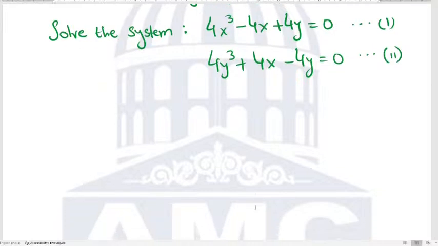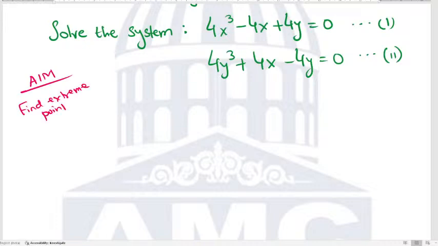Now let's try to solve these two equations, right? When we solve these two equations, we'll get some values of x and y, and we try to find out what are the extreme points, right? So the aim here is to find the extreme points. The extreme points are the points where the maxima and the minima are there, right? Okay. Now, let's try to add these two equations.